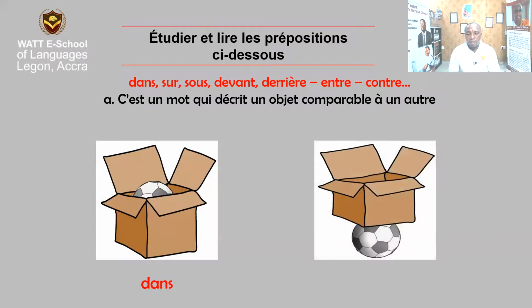Let's have a look at the next picture. The same items, but now look at the positions. It has changed. The position of the ball compared to that of the box has changed. Where is the ball? The ball is under the box.